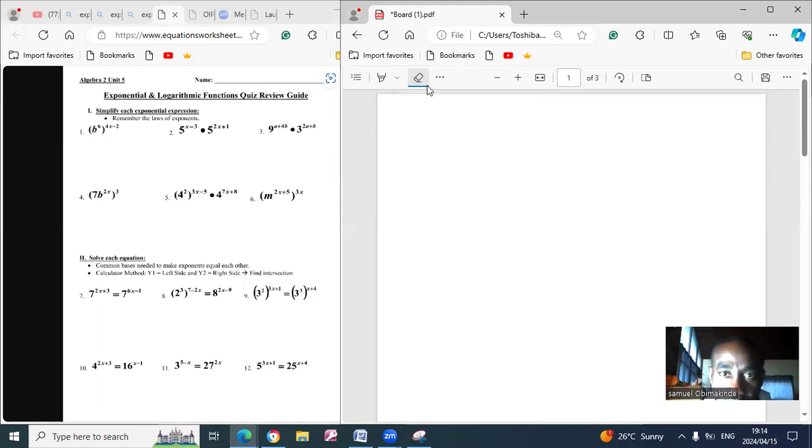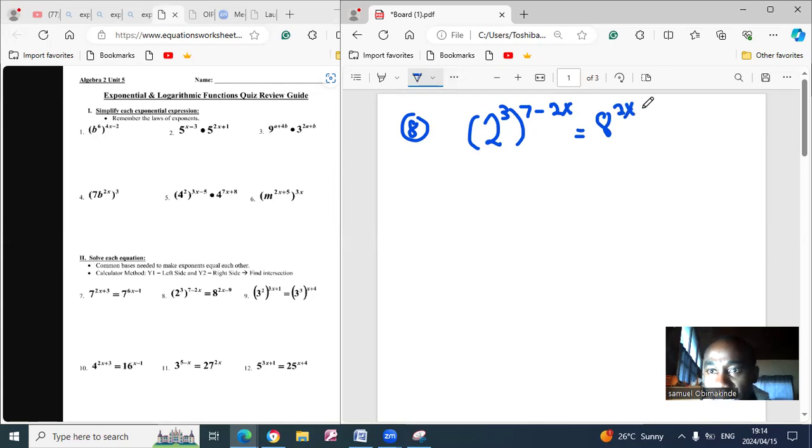So the next question. We are dealing with question 8 now. Here we have bracket 2 exponent 3, then exponent 7 minus 2x, equals 8 exponent 2x minus 9.